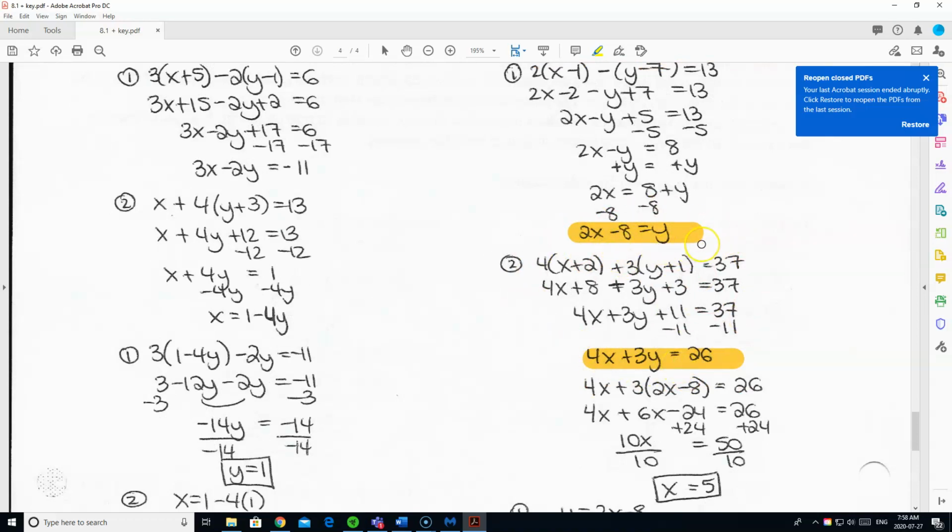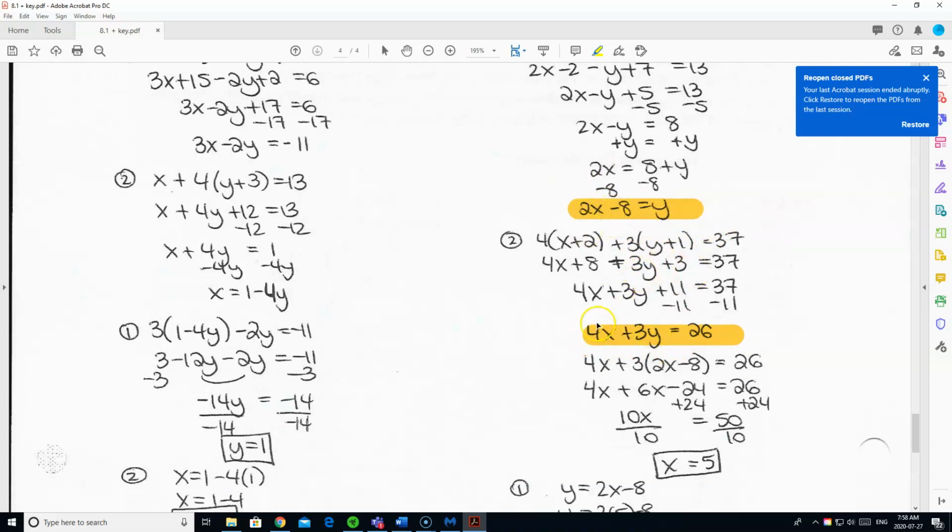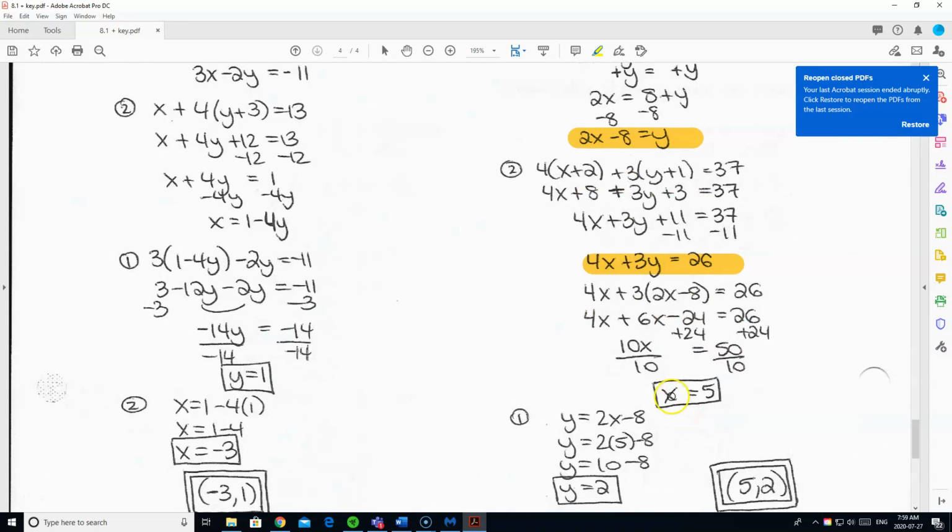But now this is a substitution step. So we can take equation 1 and plug it into equation 2. So you have your 4x, right, plus 3 times y. But instead of writing y, we're going to substitute this because y is equal to 2x minus 8, right? So that's what they plugged in there. It equals 26. So 4 times x plus 3 times 2x gives you 6x. 3 times negative 8 gives you negative 24 equals 26. And solve for x, and you'll get x equals 5. Okay, so we have x equals 5.